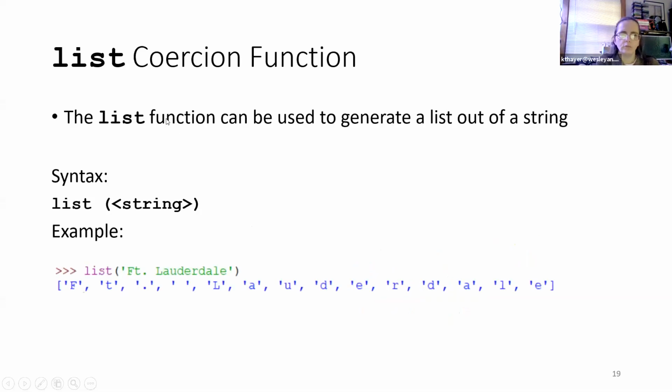The list coercion function can be really useful. The list function can be used to generate a list out of a string. For example, if you're lazy, as all computer scientists are, and they don't like to do any extra typing, we can do the list coercion and then give it a string. Notice we have these round brackets, parentheses, which are part of the syntax that we use to tell it what it should do. If we do list of Fort Lauderdale, we see that it breaks it out into a list where every item in the string is an individual item in a list.